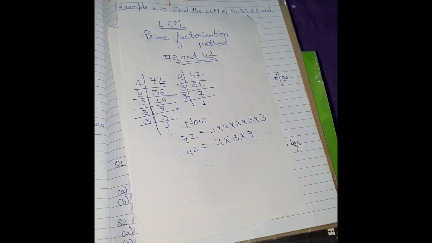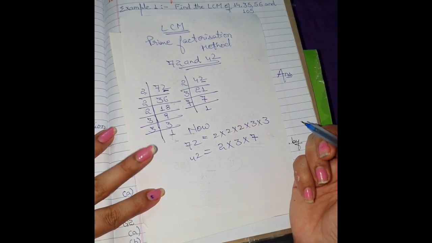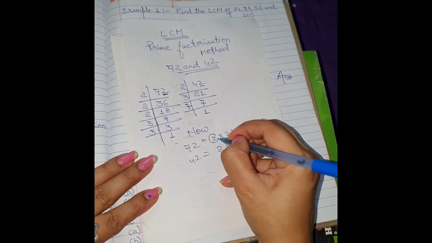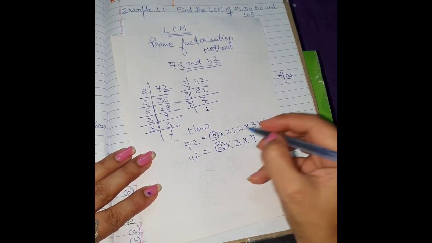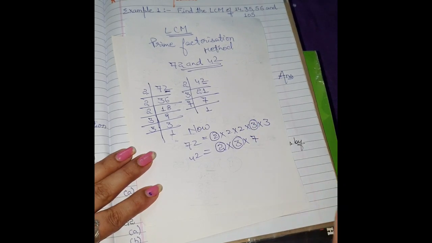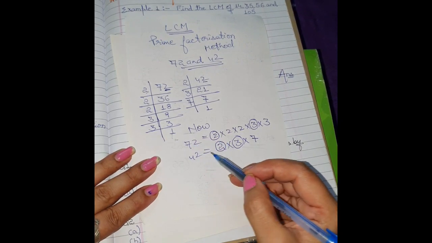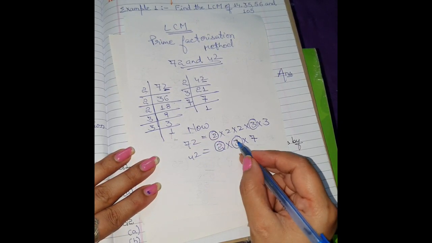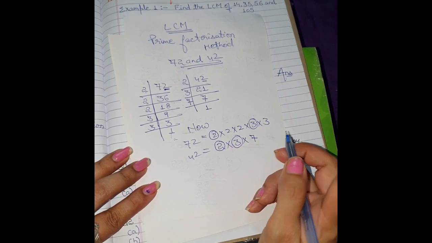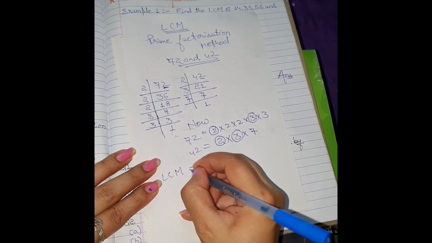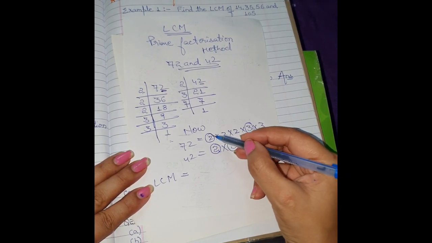See students, in HCF we took the highest common factor. Here also we have to firstly circle the common numbers. So 2 is common here and 3 is common here. Suppose the HCF was asked in the question. So the HCF of 72 and 42 will be what? 2 into 3, because 2 is common and 3 is common in both. So 2 into 3 is equal to 6 will be the HCF. But here we have to find the LCM, least common multiple. So what will you do? Firstly, you will take one number from these common numbers.